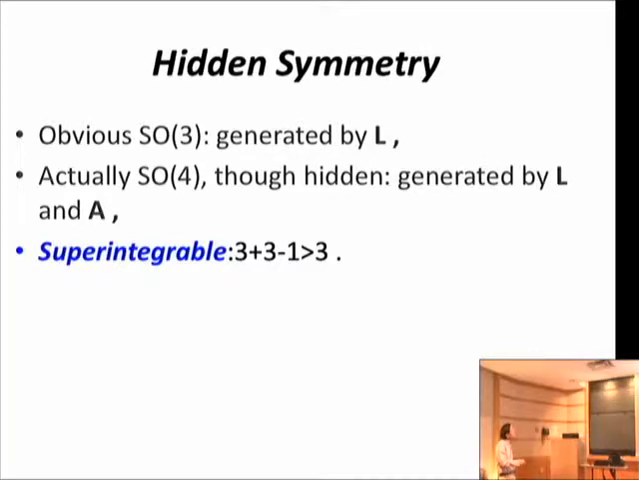Okay, and this system is what people call superintegrable, in the sense that the number of functionally independent conserved quantities is bigger than the degrees of freedom. In this problem, the degree of freedom is 3, but the number of independent conserved quantities is 5, because 3 from L, 3 from A, but you have to subtract 1 because L dot A equals 0. That's one constraint. So 5 greater than 3.